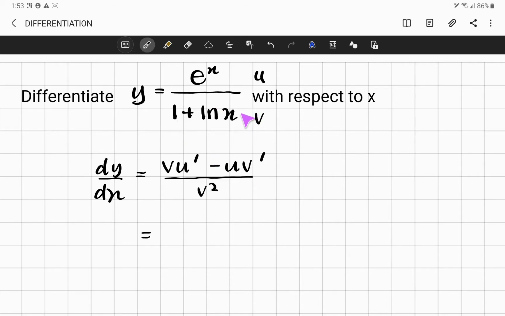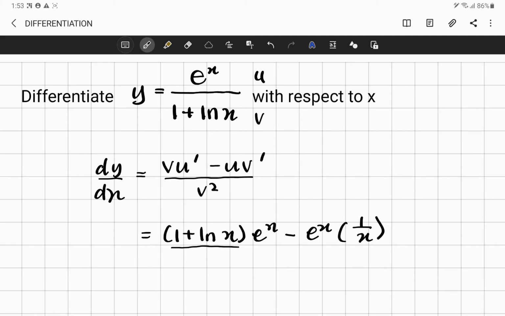V, which is 1 plus ln x, differentiate e to the power x, it is e to the power x, minus e to the power x, which is the u, and differentiate 1 plus ln x, we're going to get 1 over x, divided by v squared, which is 1 plus ln x squared.